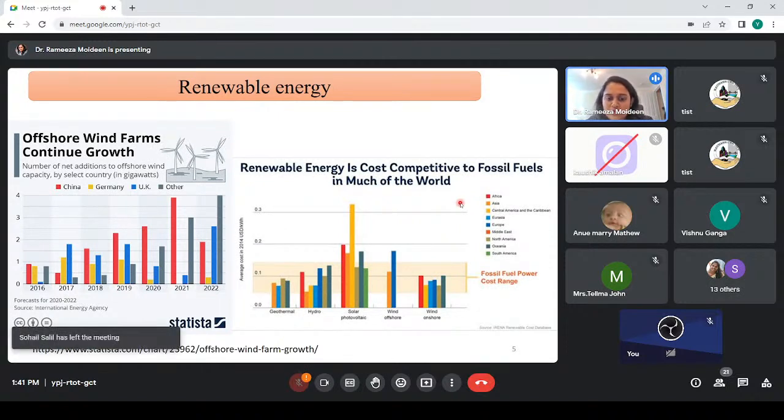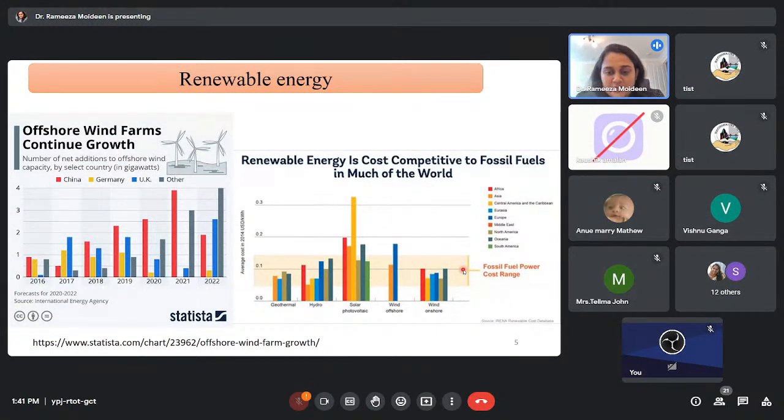Coming to renewable energy, we know there's geothermal, hydro, solar, wind offshore and wind onshore. This graph shows how the spending has been done in different countries. Especially in Central America and Asia, we are giving more investment to solar power, and to wind onshore as well, and wind offshore is also taking place. Considering fossil fuels, at the start we have to put a lot of investment into the industry for its growth, but we assume that after the first investment we are going to get very good returns and good sustainable power from these sources.